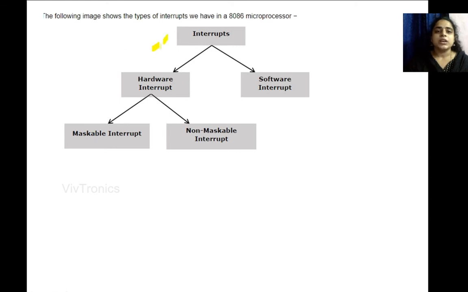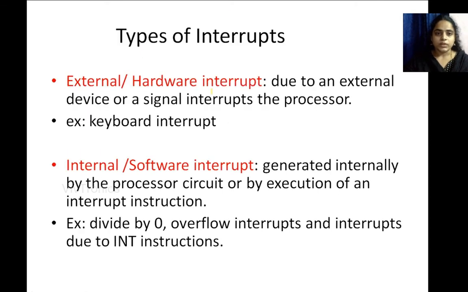Interrupts are classified into hardware interrupts and software interrupts. In hardware interrupts we have maskable and non-maskable interrupts. Hardware interrupts are otherwise called external interrupts in some cases. Hardware interrupts can be caused by an external device or any signal, or any peripheral associated with the processor. For example, a keyboard interrupt.